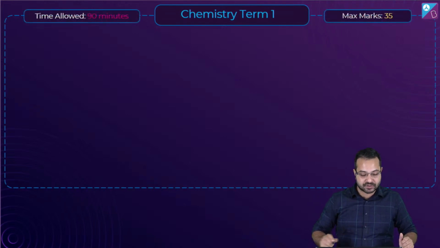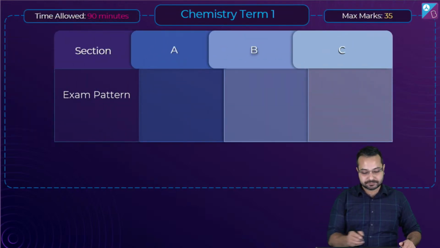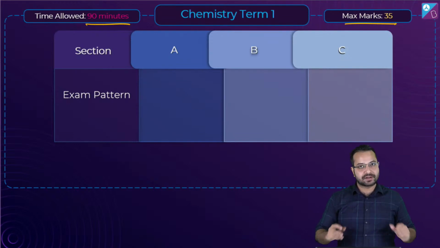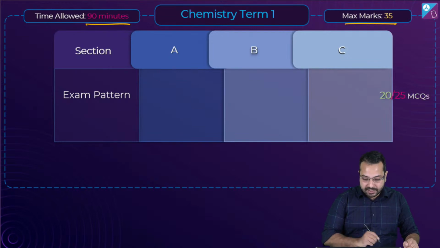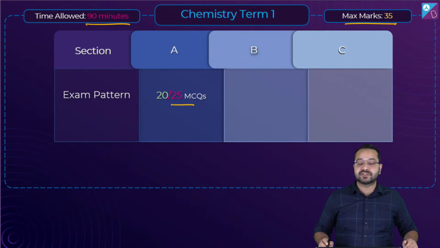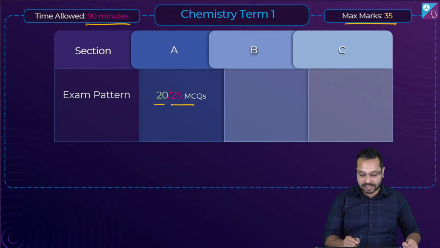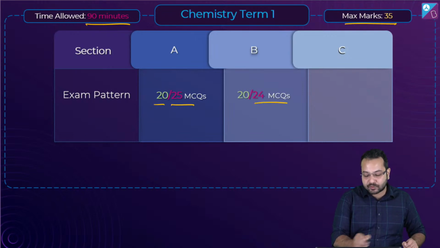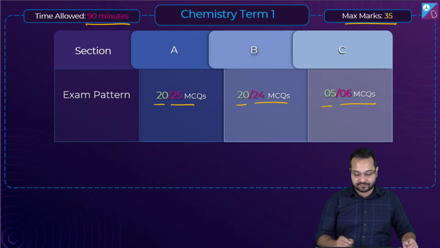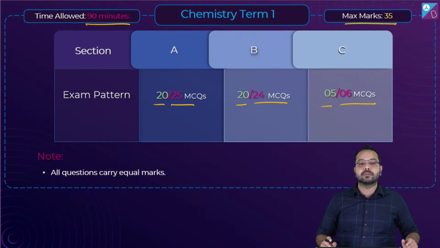Now let's talk about chemistry. In chemistry term 1, the allowed time is 90 minutes, and maximum marks is 35. This paper is also divided into 3 sections, A, B and C, and the pattern is completely objective. In section A, you'll have 25 MCQs, out of which you have to answer only 20. In section B, you have 24 MCQs, out of which you have to answer 20. In section C, there are 6 MCQs, out of which you have to answer 5. All questions carry equal marks, and there is no negative marking.